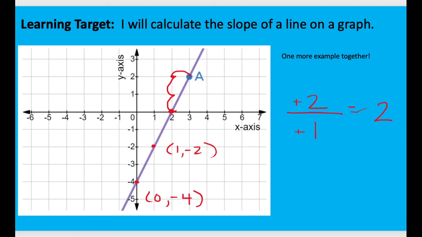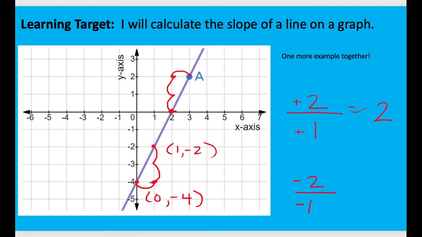Remember, vertical change always goes first, and that's the numerator. I'm going to go down 2 units. If I go down 2 units, the vertical change is actually going to be a -2. And then to figure out the horizontal change from here to here, I'm actually going to count to the left 1 unit. And if I go to the left 1 unit, I'm going to write that as a -1.